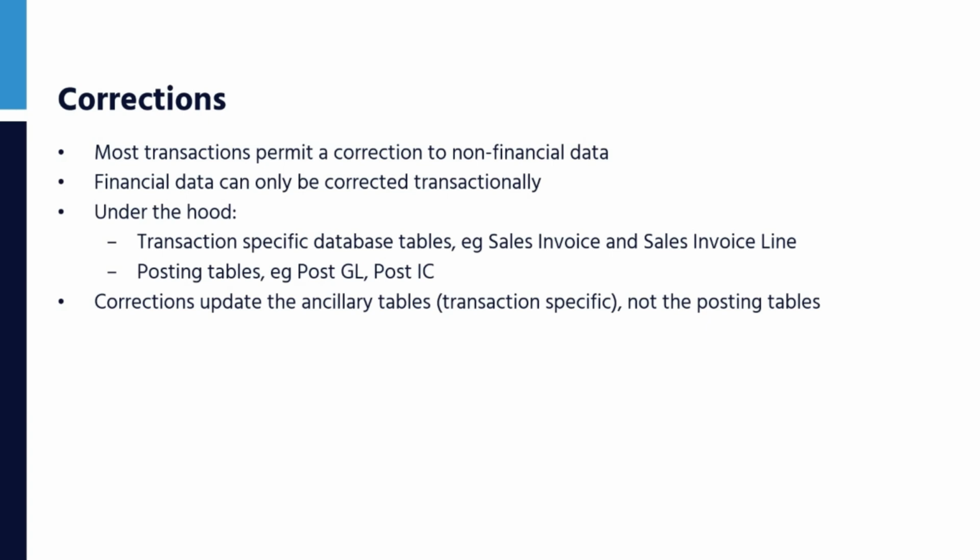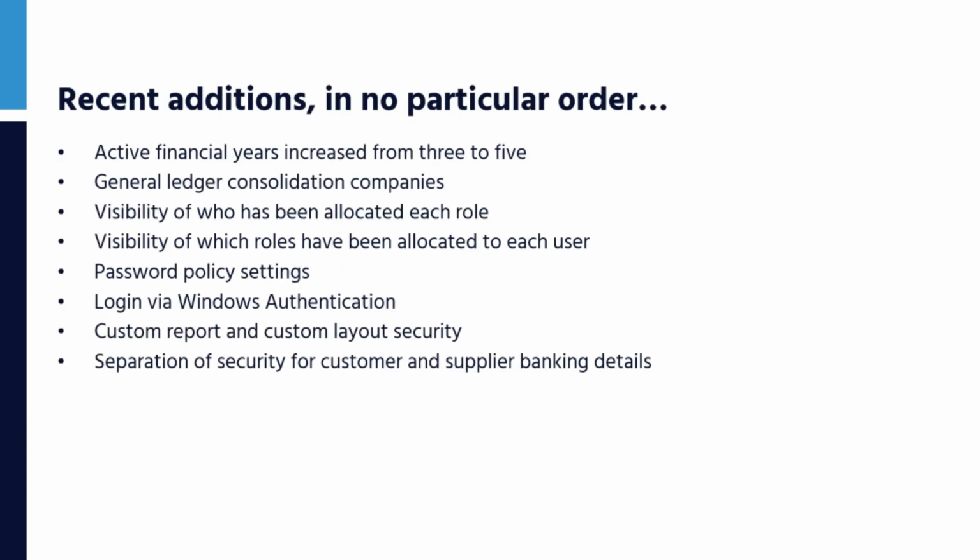So you can get a situation where you go and look in one part of the software and see the results of that correction. But if you go and look at the transaction history, for example, you'll see that that hasn't been updated. So hopefully that makes sense and allays any confusion that you may have had as to the way those corrections perform.